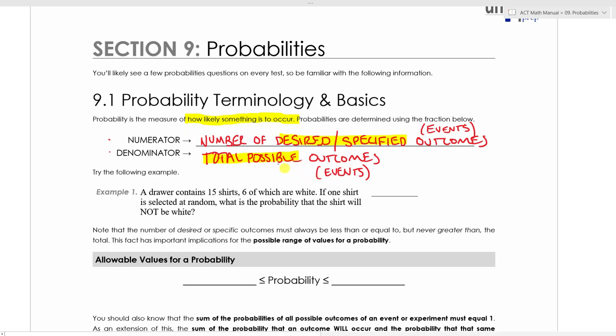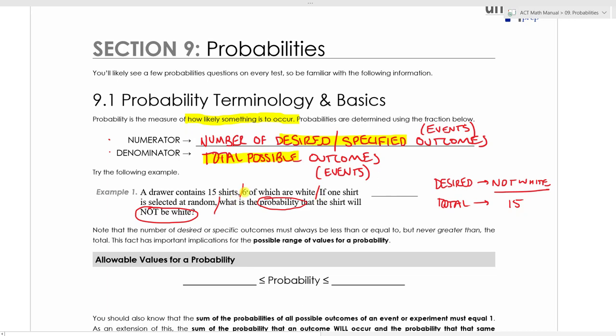Now that we have a definition of a probability, let's go ahead and do example 1, which should for most students be very simple. You may want to pause the video and work through this on your own right now. So this question tells us that we've got 15 shirts in a drawer. 6 of those shirts are white. 1 shirt will be selected at random, and we want the probability that the shirt will not be white. So our desired or specified outcome here is not white, and our total is the total number of shirts, which in this case is 15.